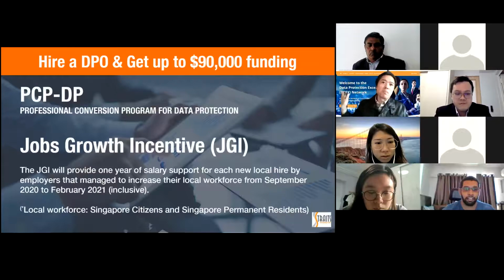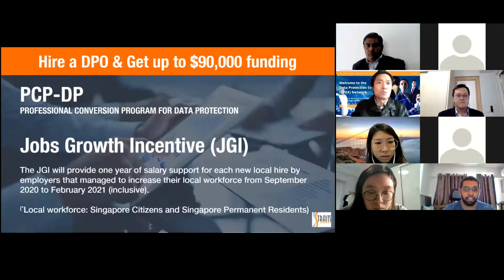So we actually administer the program together with SMU, who is doing the professional conversion program for data protection. It's so well taken up. I think we were the first one to use up the bucket, and right now they have extended it as well. So if you want, again, go and click on that link, put in the feedback form, 'Yes, I'd like to know more.' Then I'll send somebody who knows more details about this and the resources you can get. If you're hiring a new person, you can use this as well.